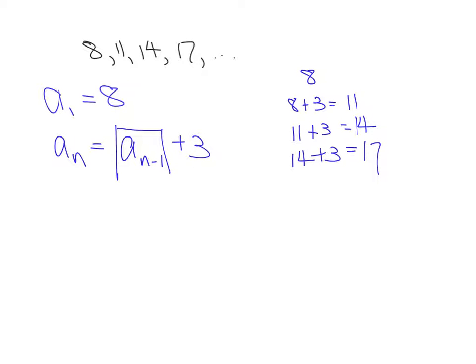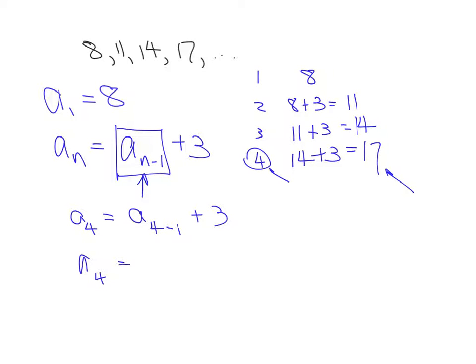This number right here is the preceding number. It's whatever the number we're on minus 1. So if this were the first number, the second number, the third number, the fourth number, and we're looking for this one, a sub 4, which we know to be 17, is going to be a sub 4 minus 1, plus 3. So it's going to be a sub 4 equals a sub 3. What is the third number? 14 plus 3. So a sub 4 is going to be 14 plus 3 equals 17.